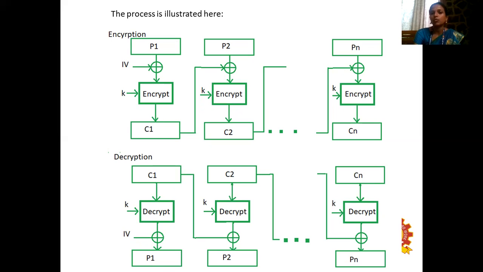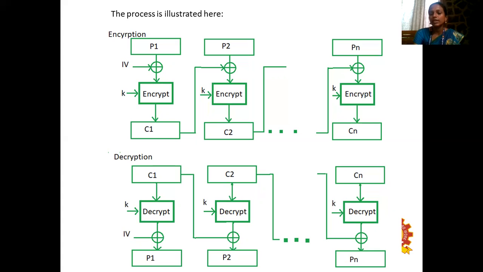Next, decryption. What happens in decryption? The ciphertext is the input. First, C1 is the input. We decrypt the data with the help of the key. Then we XOR the decrypted value with the initialization vector, and it produces the plain text. The initialization vector is used in the first block in both the encryption and decryption processes.